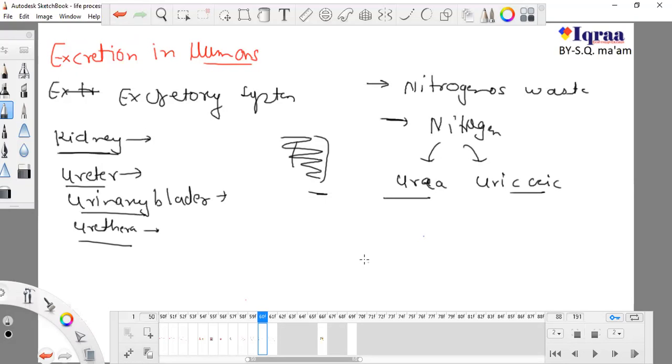So we humans generally excrete urea. Okay, so these are the forms of nitrogenous waste product. Urea and uric acid are the forms of nitrogenous waste. They are forms, so don't get confused. So we excrete these things. Okay, so we are starting about this.